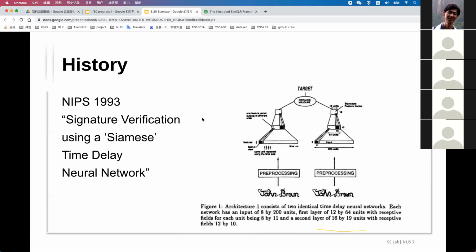And the history of the Siamese network goes back to NIPS 1993. That paper was called Signature Verification Using a Siamese Time Delay Neural Network. This neural network is similar to a CNN, and it was used to compare two pictures of signatures to check whether they are the same or not.